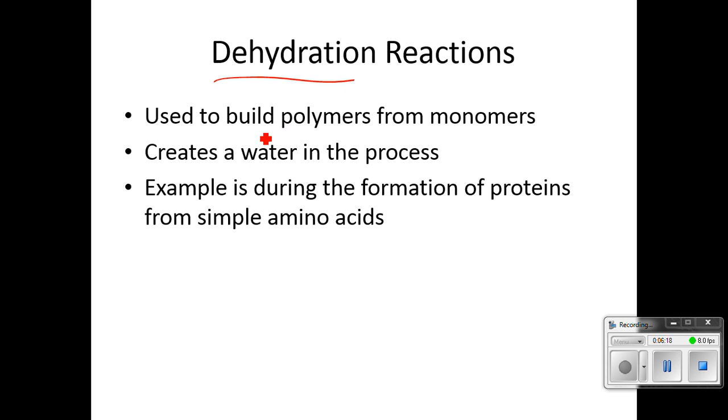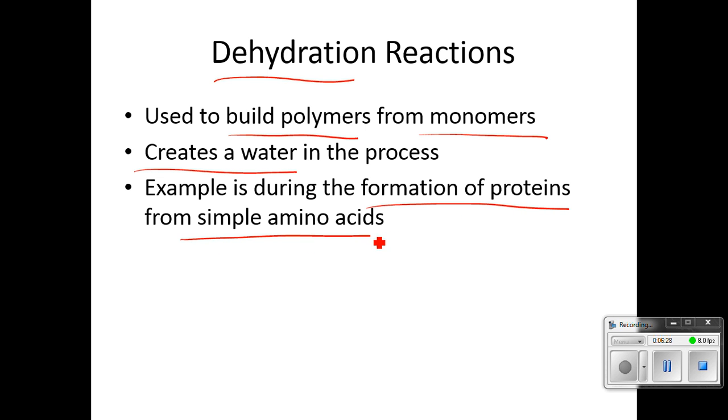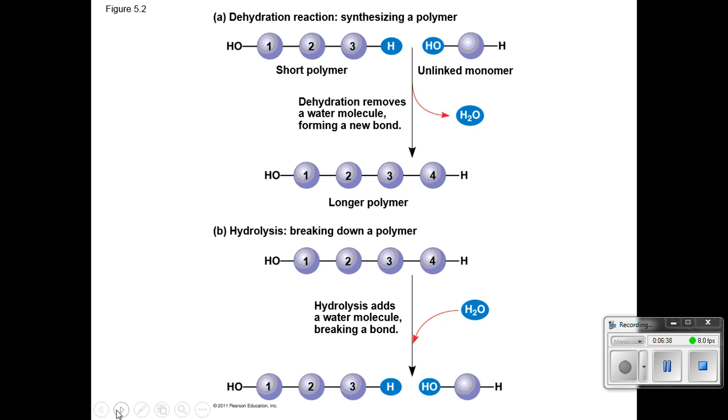Dehydration, remember, again, is used to build polymers from monomers. It creates a water in the process. An example is during the formation of proteins from simple amino acids. You're going from amino acids to a protein here. And that shows you that picture again of the dehydration.